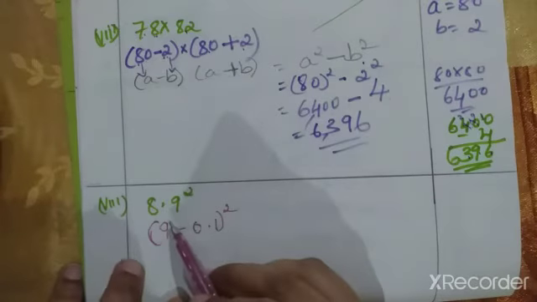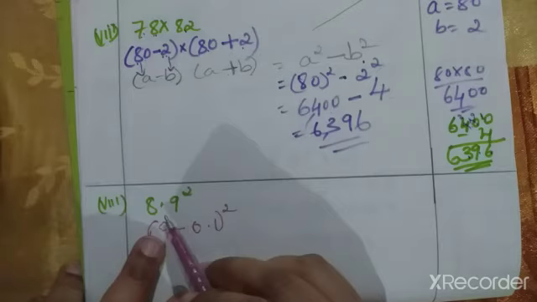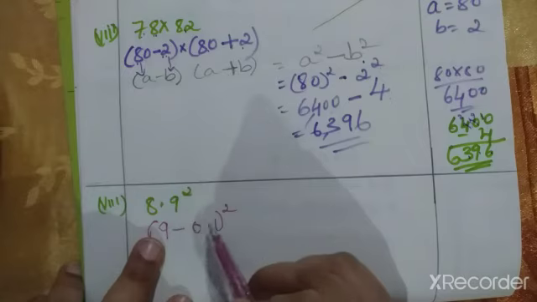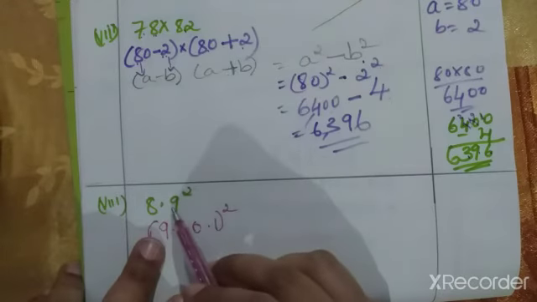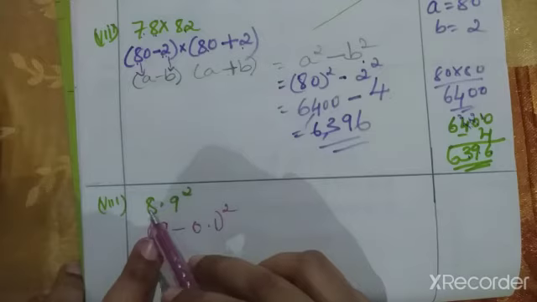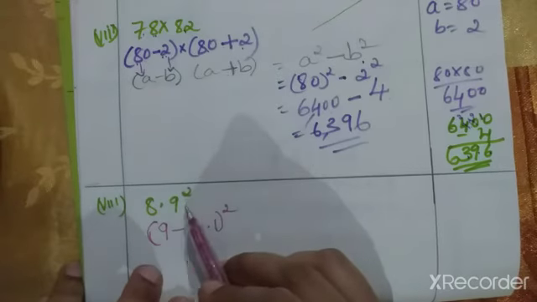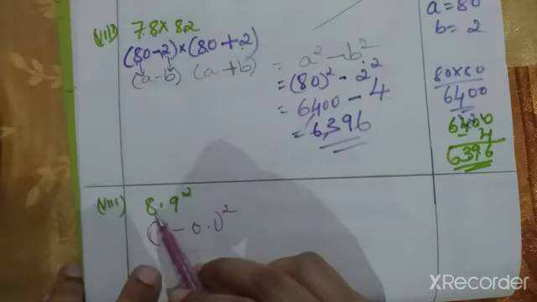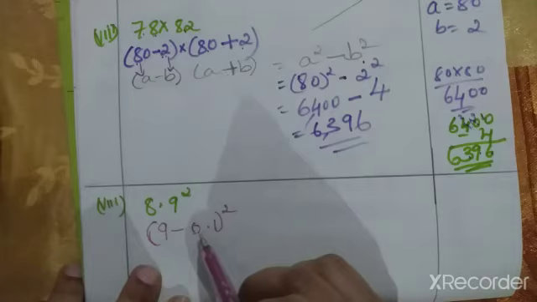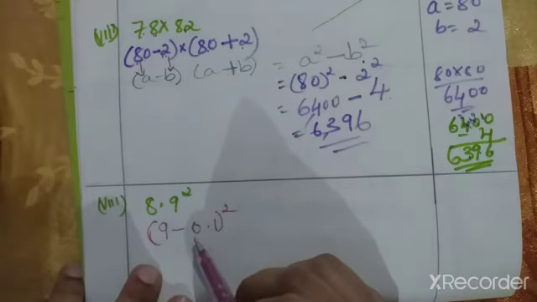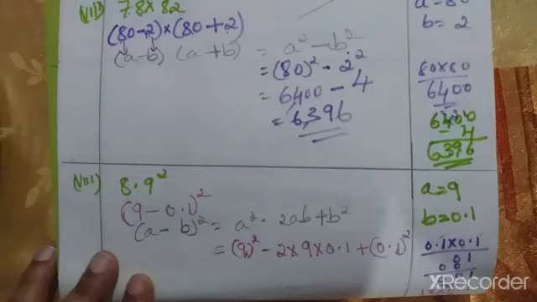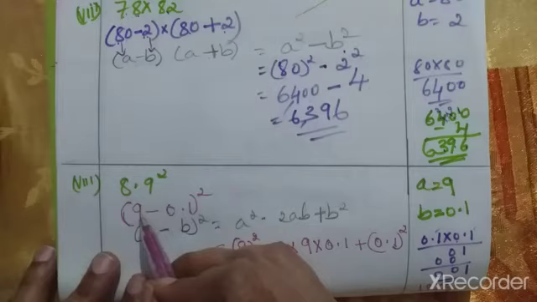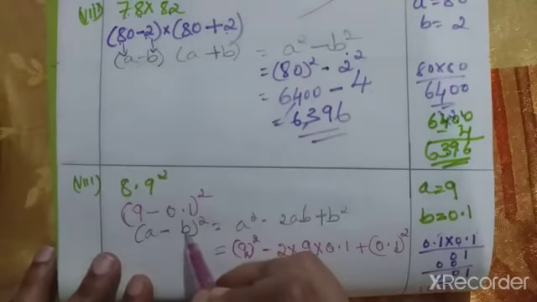Next, the 8th one is 8.9 whole square. By using an identity, we have to solve the sum. 8.9 whole square, we can convert this into (9 minus 0.1) whole square, or 8 plus 0.9, we can also try. There we would use the (A plus B) whole square formula. But 9 minus 0.1 means here we have to use the (A minus B) whole square identity. So 8.9 we can write as 9 minus 0.1.